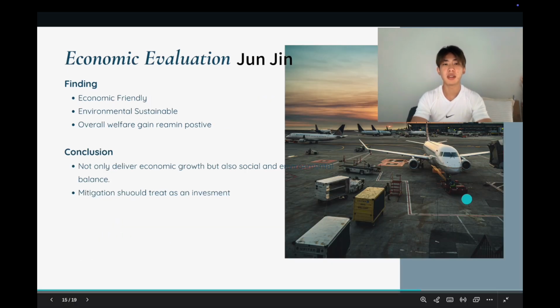In conclusion, this evaluation demonstrates that Western Sydney Airport will not only deliver economic growth, but also social and environmental balance. Environmental mitigation should therefore be viewed not as a cost, but as an essential investment. And next, Tongpu will discuss the risk and recommendation of the project.